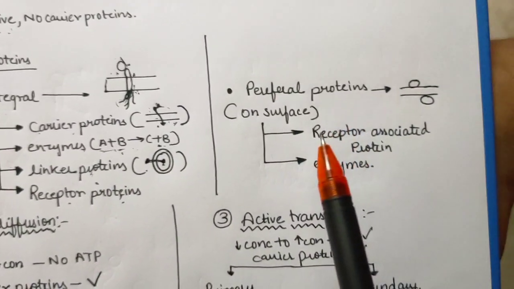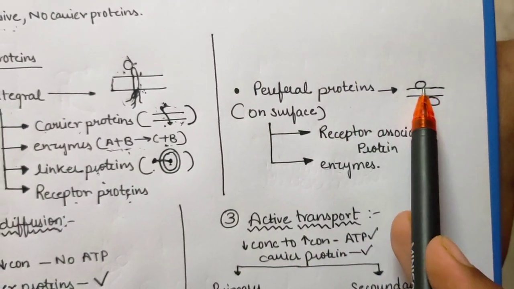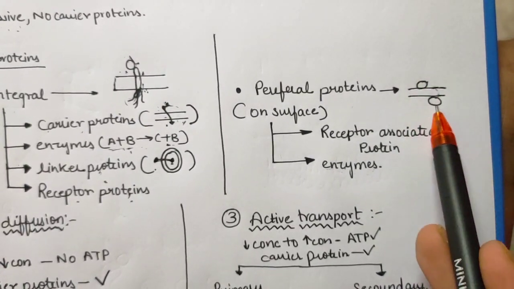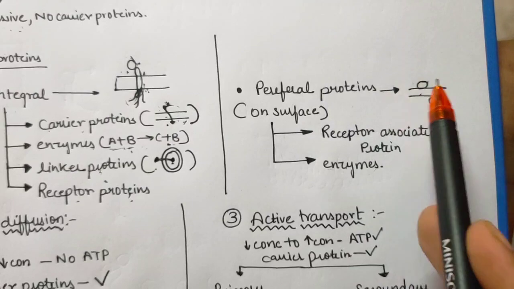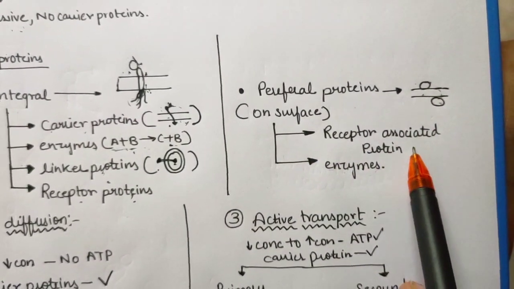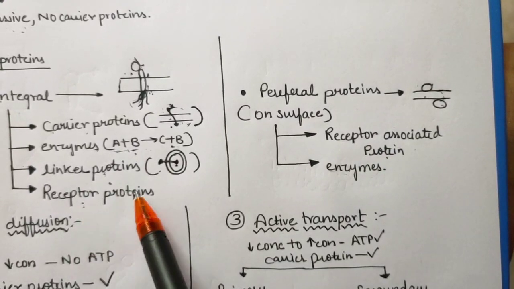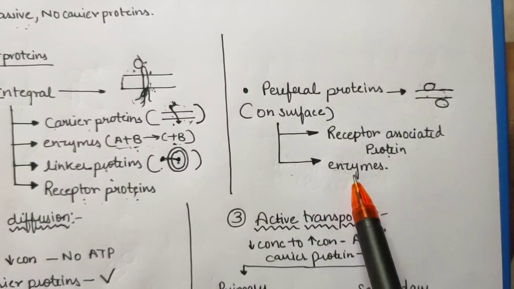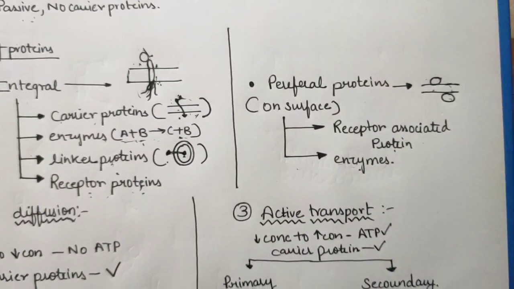Then next, peripheral proteins. They are only present on the surface, they may be on the upper surface or lower surface, but they are on the surface, not throughout the membrane. There are two types. Receptor associated protein, we already studied receptor proteins, in that we saw receptor associated proteins. Then enzymes.